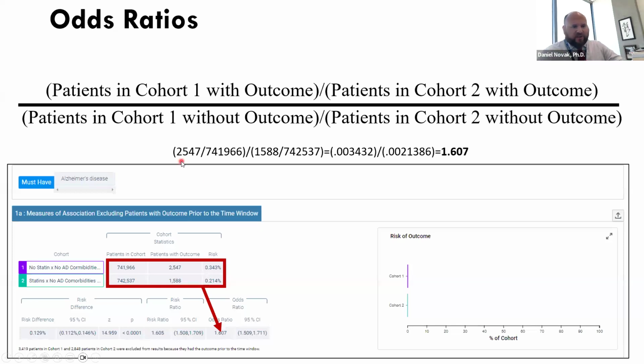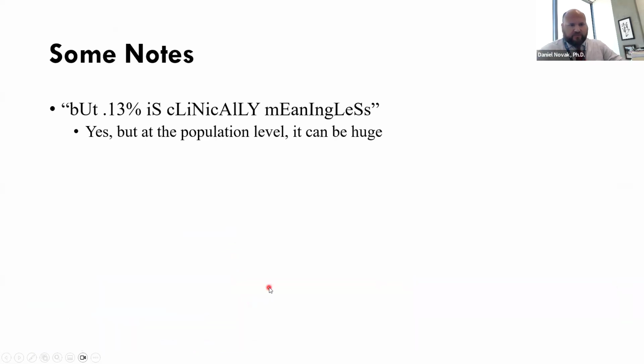Here's the math for that if you want to just pause and visualize this really closely. But you can see 2547 divided by 1588 divided by their relative cohort amounts, 0.003432 divided by 0.002136. You can see, by the way, that these are actually the risk ratios too, so you can just shorten it by dividing the risk ratios pretty quickly. If you want to simplify your math, equals 1.607. So basically, risk ratio 1 divided by risk ratio 2 gives you odds ratios as well. So that's why the numbers wind up being quite similar between the two.